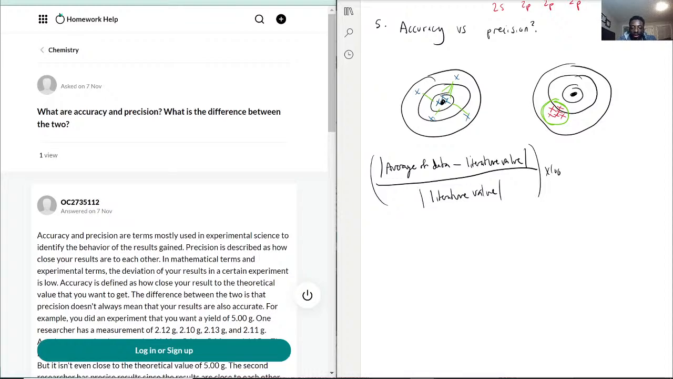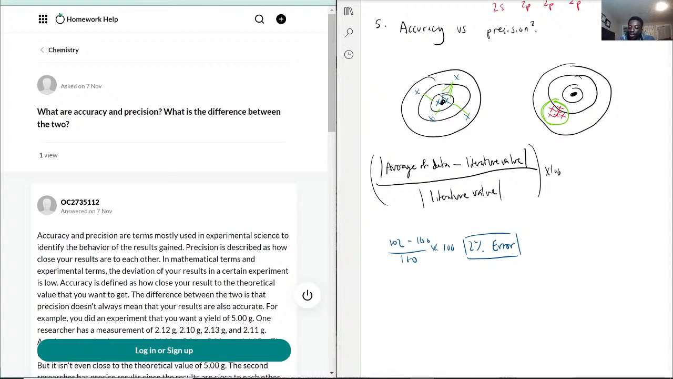Now let's say in the example I gave with the boiling point of water, your average in the class was 102. So that's 102 minus 100, over 100, times 100. You get 2%, and that means you would have 2% error. That would be calculating your accuracy.